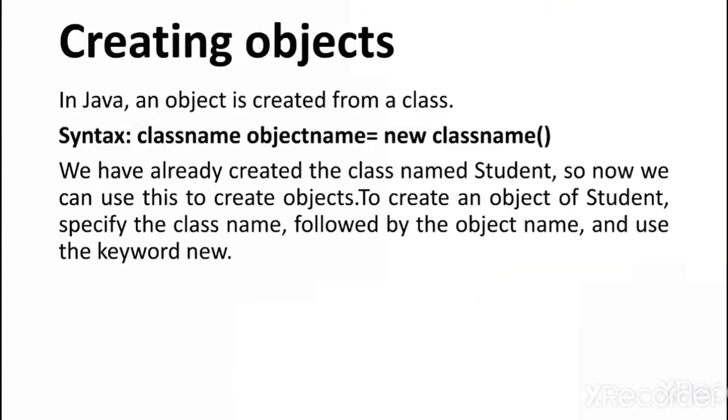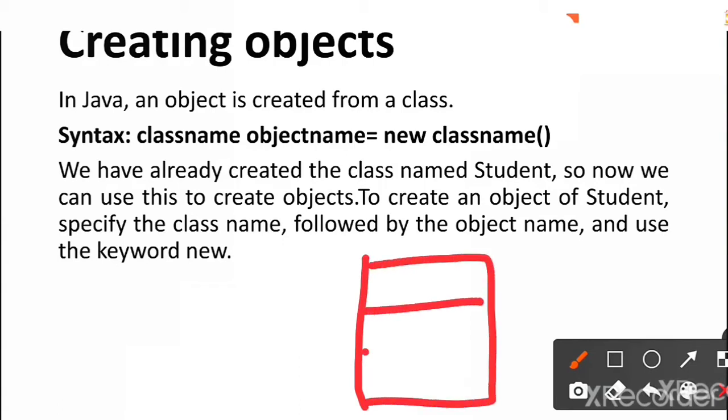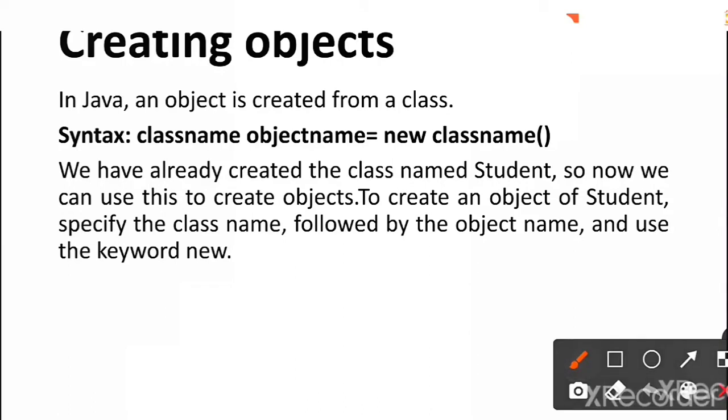Next, creating objects. An object in Java is nothing but a block of memory that contains space for storing all the variables of a class. In Java, an object is created from a class as follows. First, you will write the class name followed by the name of the object, which is a valid identifier, and then you will write the new operator to create an object. The new operator creates an object of the specified class and returns the address of that object, and it is stored in this identifier, that is the object name.